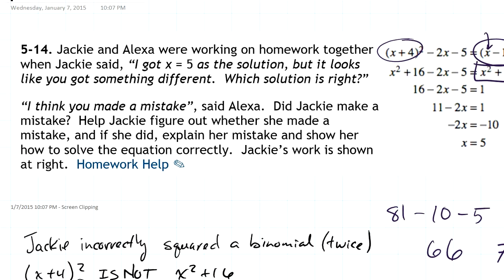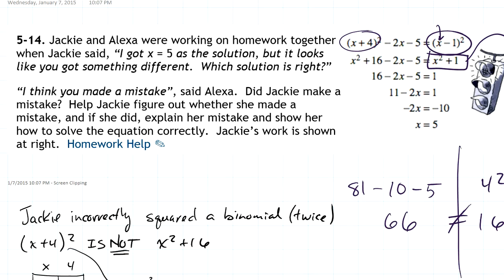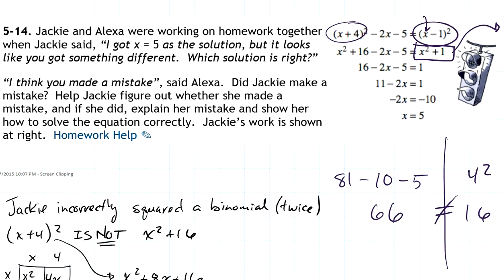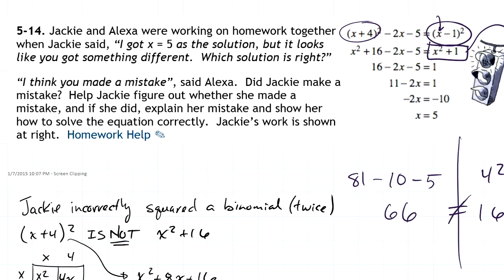Let me see if I can show you this whole problem here. So Jackie and Alexa are working on homework together when Jackie said, I got x is 5 as the solution, but it looks like you got something different. Which solution is right? So someone's got the x as 5. Very diplomatically, Alexa says, I think you made a mistake.